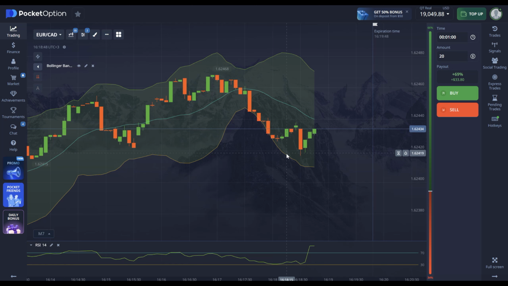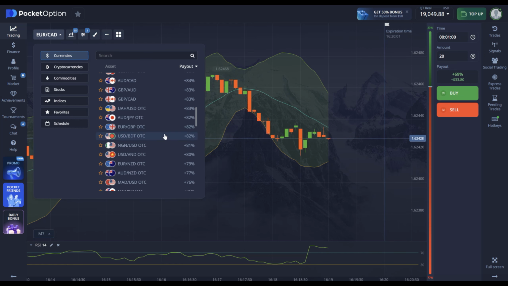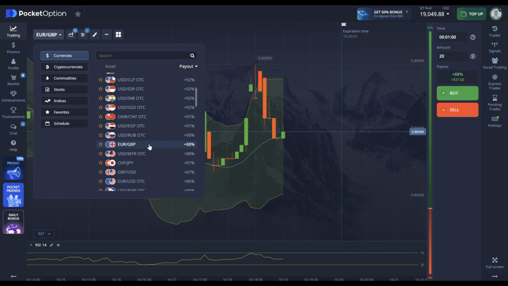If the price reaches the lower boundary of the Bollinger Bands, we will only open trades for an increase. If it reaches the upper boundary, then only for a decrease. Something strange happened here, so let's take a closer look and see what might have caused it. Change the chart.